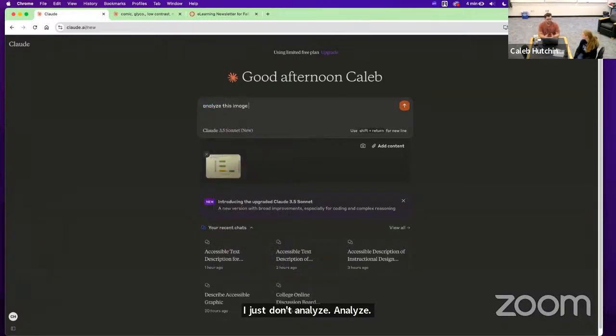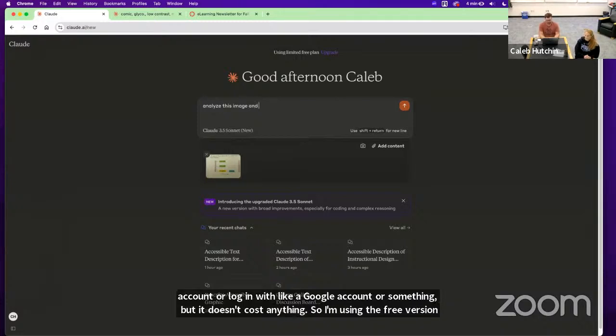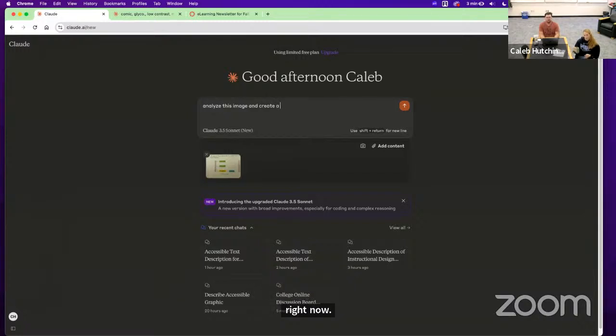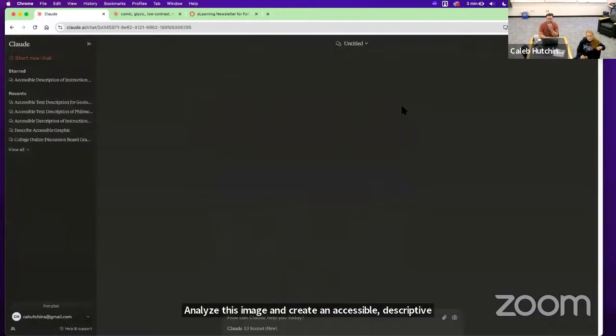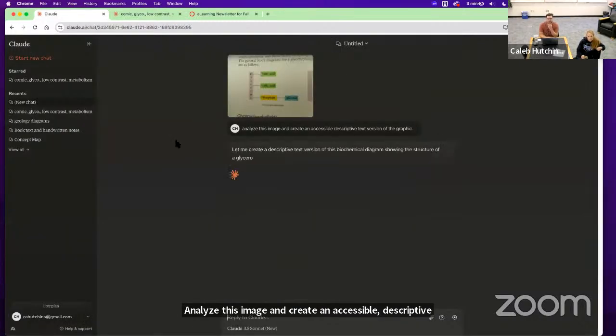Is Claude also free? Claude, like all these tools, they have a free version and then they have a paid version. Right now I'm in the free version. You do have to either sign up with an account or log in with like a Google account or something, but it doesn't cost anything. So I'm using the free version right now. So I'm going to say analyze this image and create an accessible descriptive text version of the graphic. And then we're going to hit enter and we're going to see what it gives me.